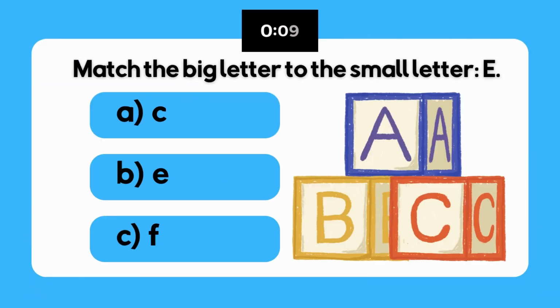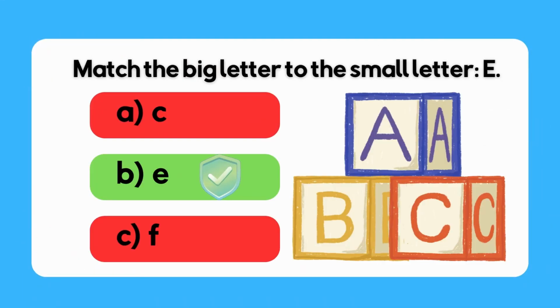Number 5. Match the big letter to the small letter. E. A, B, C, D, E, F, G. That's right. E.